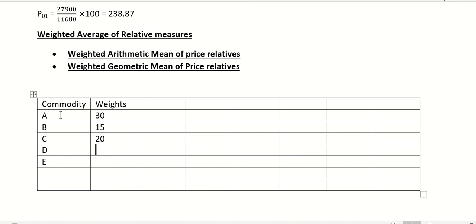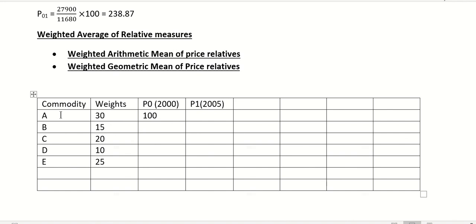20, 10, 25. So weights are given to you. Then two prices are given to you: the base year's price and the current year's price. So the base year's price is P0 and the current year's price is P1. For example, our base year is 2000 and the current year is 2005. So this is the information given to you.